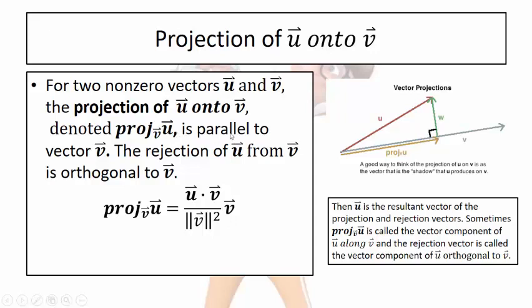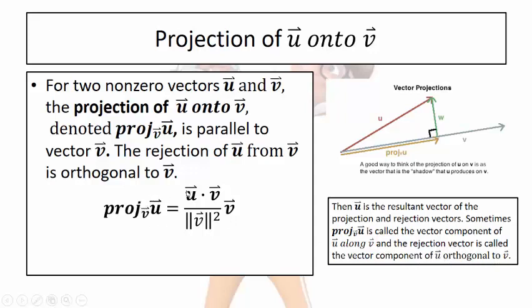The projection is parallel to v. Sometimes you might hear this called the rejection. The rejection would be this w, and it is orthogonal to v. So what you notice from this picture is u is the resultant vector of the projection and the rejection vector. So u is the sum of the projection and then along w, the rejection. Sometimes that is called the vector component of u along v. The rejection is called the vector component of u orthogonal to v.